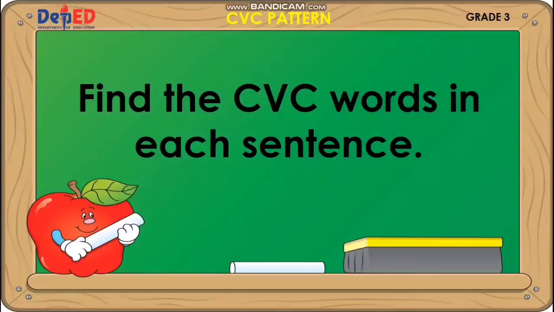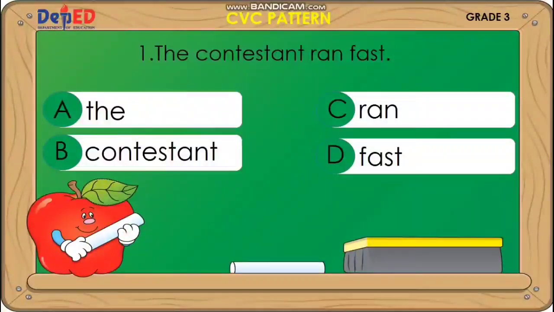Now, let's have an activity. You are going to find the CVC words in the sentences that I'll be showing you. Are you ready? First sentence. The contestant ran fast. What is the CVC word used in the sentence? A. The. B. Contestant. C. Ran. And D. Fast. Very good. The answer is C.